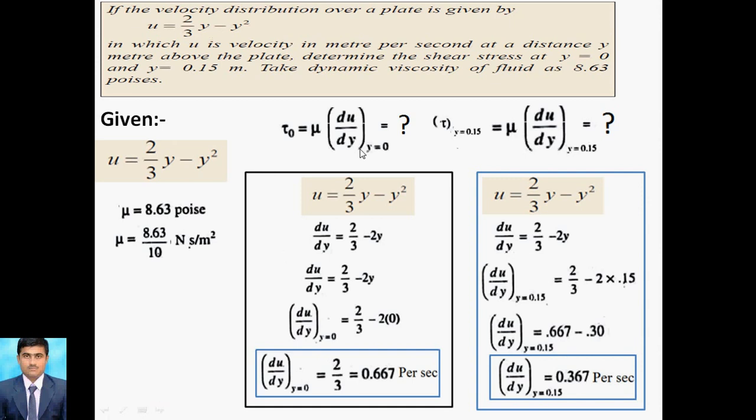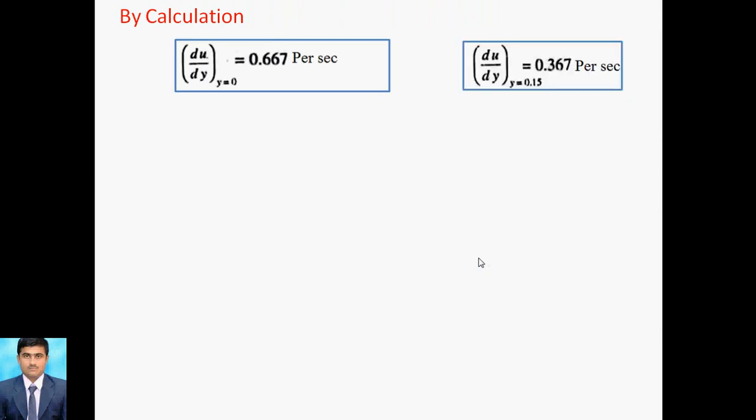So here we first calculated du/dy at y = 0, then du/dy at y = 0.15, and then we put the value 8.63 divided by 10 into this and find out tau at 0 and tau at 0.15. So in the next slide we will keep these values as they are. So the du/dy values can be kept like this, right?